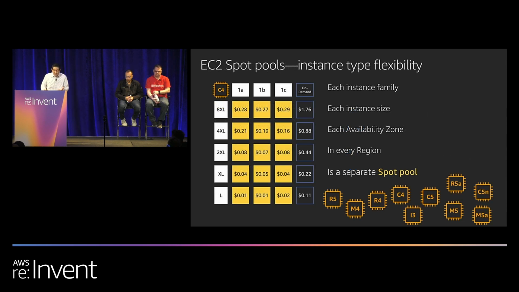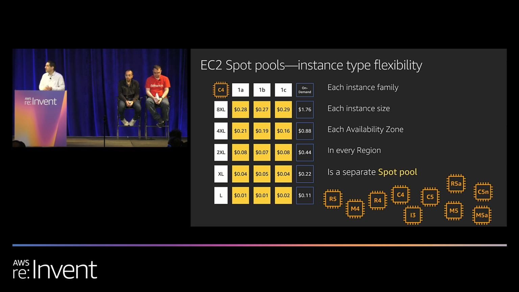So what do we need to think about here? We need to think about flexibility within your environment. And the reason for this is because each instance family, right? So let's take the C4s for example. Each instance size, in each availability zone, in every region, is a separate physical pool of capacity, which translates into a separate Spot pool. So this means each of these pools is going to have slightly different pricing. Again, we're going to keep it as low as we possibly can for you, but it's important for you to think about how many different pools can I use in my environment.